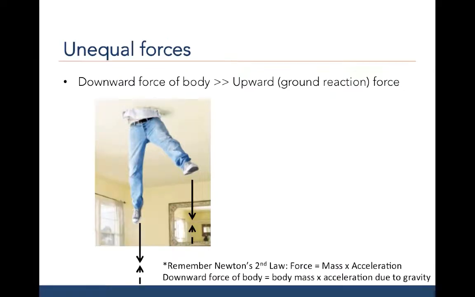Remember Newton's second law. Force is equal to mass times acceleration. In this case, the downward force of the body equals the body mass times the acceleration due to gravity. So what happens when the force due to a person's body mass times the acceleration due to gravity is not counteracted by the ground reaction force? Essentially, you would fall through the ground.